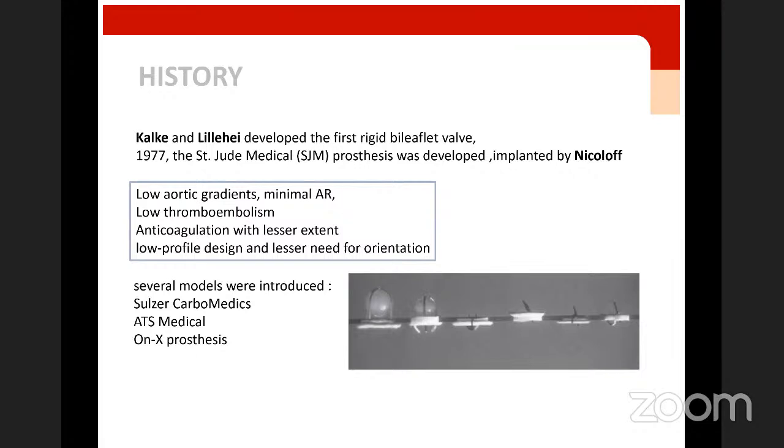So the St. Jude mechanical valve demonstrated lower aortic gradient, minimal aortic insufficiency, and a low rate of thromboembolism. Anticoagulation still continued to be necessary, however, to a lesser extent than the previous design models. Because of the low profile design and the lesser need for orientation, surgical implantation was further simplified. Following the St. Jude Medical valve, several other third generation models of bileaflet prostheses were introduced, including the Sorin Bicarbon valve, the Top Hat, the ATS Medical prosthesis, and the On-X prosthesis.